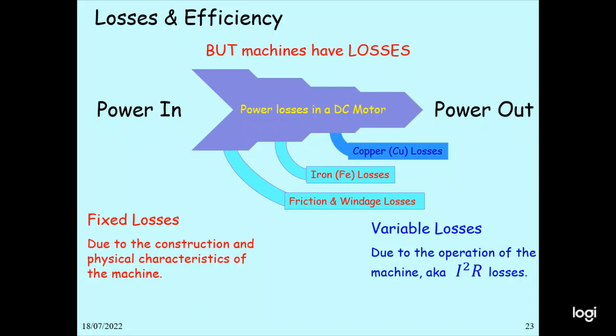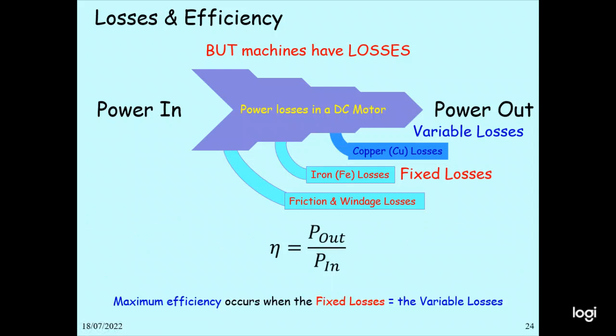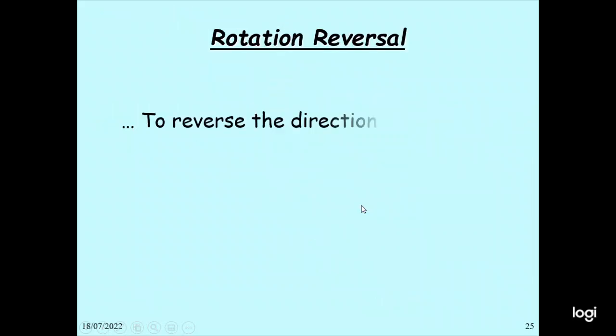So therefore, the power in minus the fixed loss and the copper loss, then we got the power out. The efficiency can be calculated. In this case, our losses can be the iron, friction, windage, or the copper loss, and efficiency equals P out by P in. Maximum efficiency occurs when the fixed loss equals the variable loss.